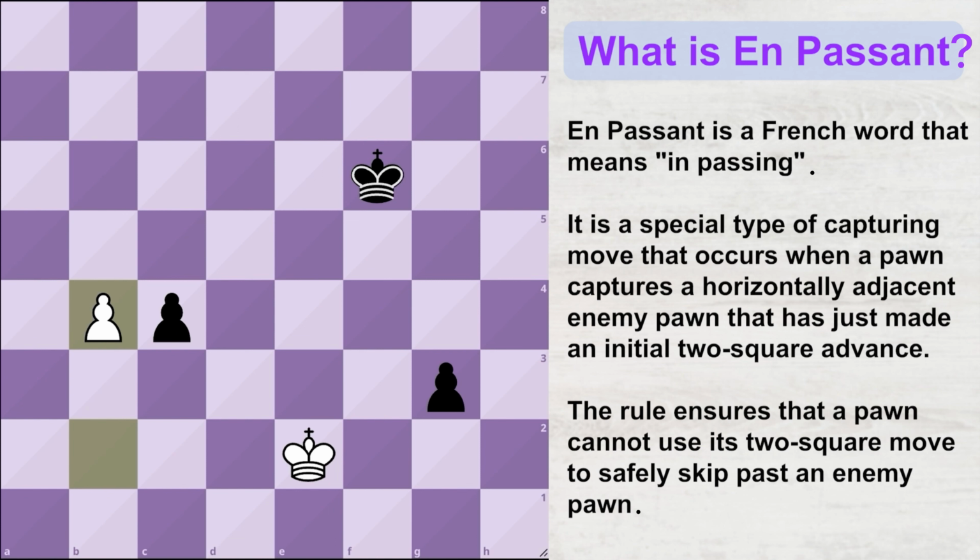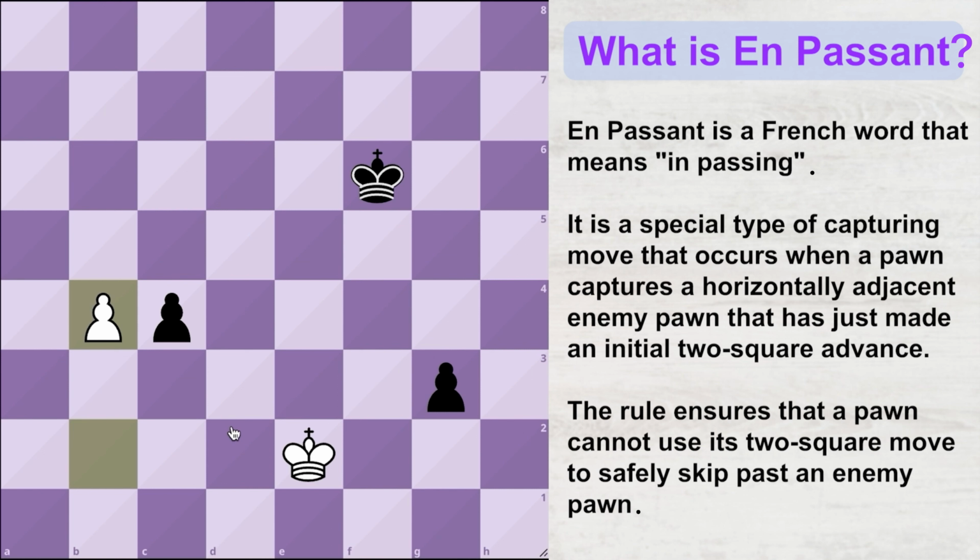And now because of this move, this enemy pawn sitting over here was not able to capture this pawn, because that pawn over here skipped past the enemy pawn without getting captured. And this seems a bit unfair to black because the black player did not get a chance to capture the enemy pawn, and the white pawn could just safely skip past the black pawn. So to maintain fairness in the game, the en passant rule was introduced.